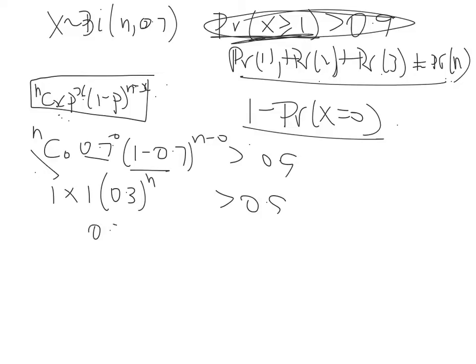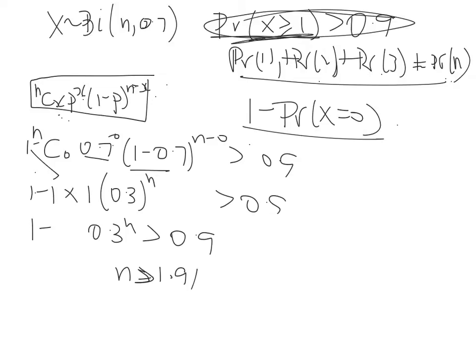So we've got 0.3^n greater than 0.9. And remember, use 1 minus that. So it's 1 minus 0.3^n greater than 0.9. And what we do is we solve that on the CAS and we find that n equals 1.91. So n has got to be greater than 1.91.